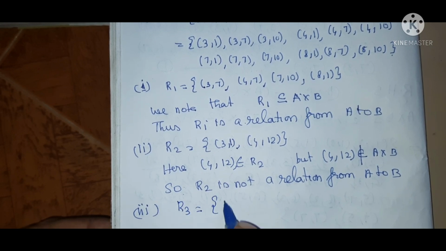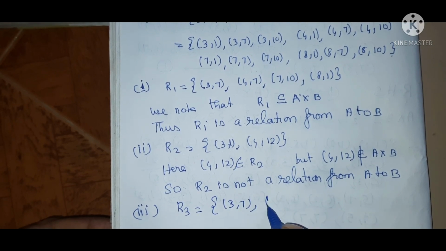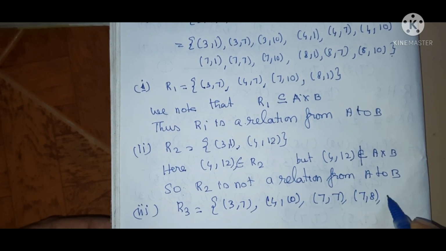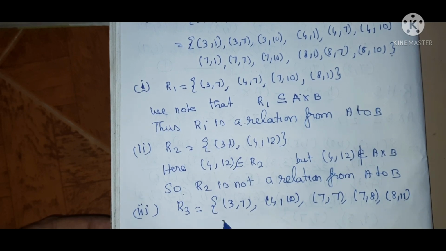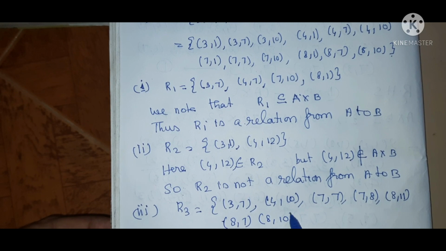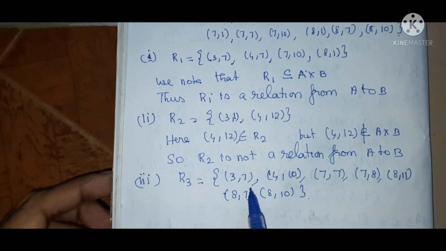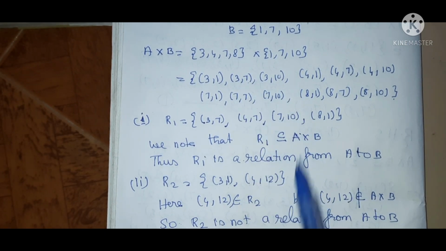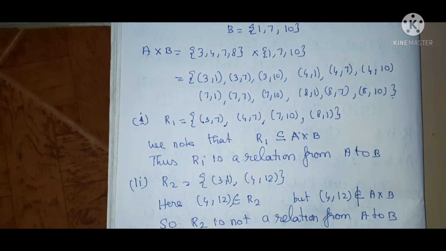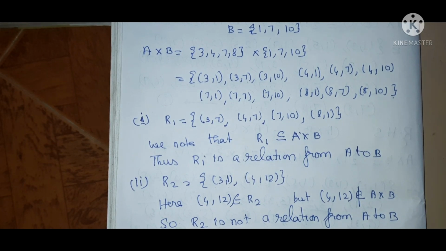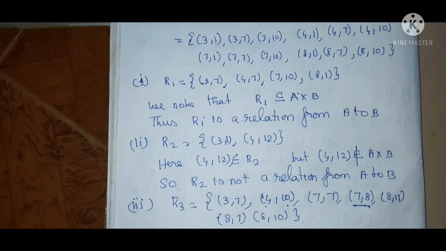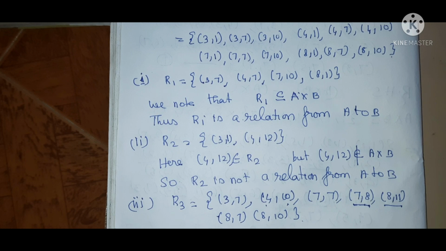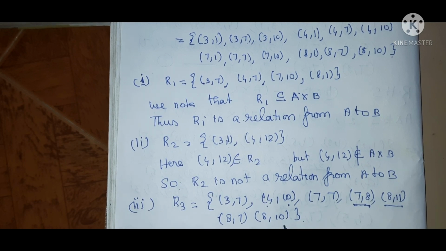Third one, R3 is {(3, 7), (4, 10), (7, 7), (7, 8), (8, 11), (8, 7), (8, 10)}. (3, 7) compared to the ordered pairs of A cross B is there. (4, 10) is also there. (7, 7) is also there. (7, 8) is not an element in A cross B. (8, 11) is not an element in A cross B. (8, 7) is an element. (8, 10) is an element.